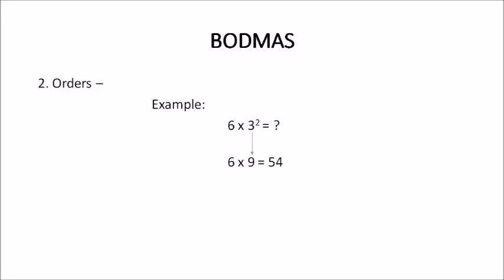Now, number 2, orders. Okay, so in this example, we have 6 multiplied by 3 to the power 2, or 3 squared. Now, what do you do first? Do you do 6 multiplied by 3 and then you take the answer and square it, or do you do something else? Now, according to BODMAS, it makes it easy.